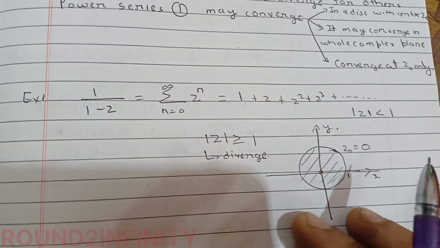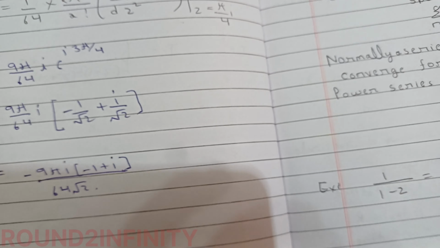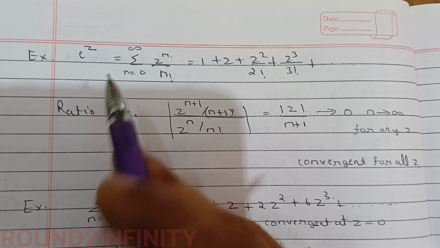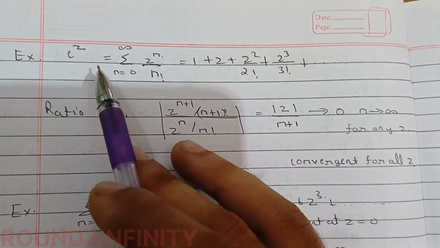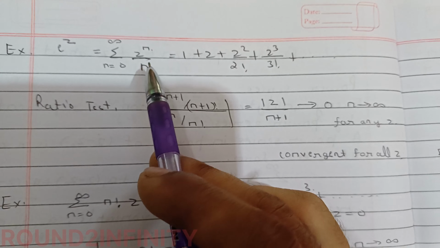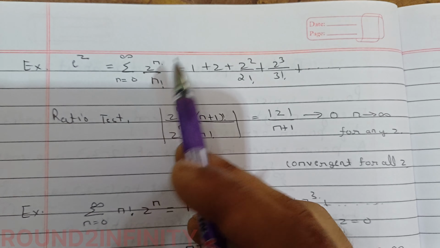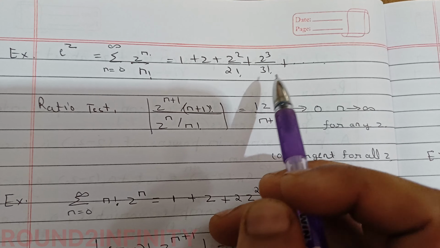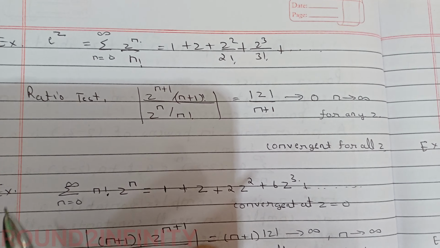Now this was the example where the series is converging to a disk. Let's see another example. If the function is exponential z, we know its series can be written in this form: the sum of z to the power n divided by n factorial. So 1 plus z square divided by 2 factorial plus z cube by 3 factorial. This is the expansion of this.